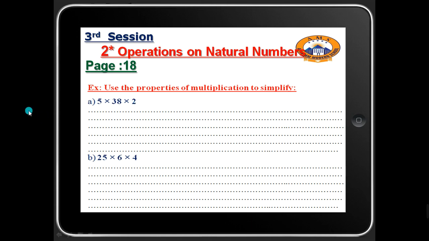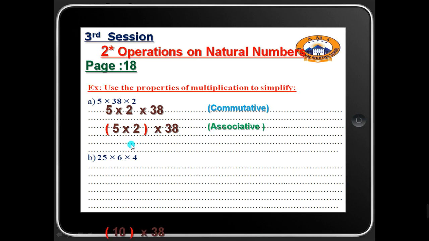So my dear student, let's change the place of 2. Let's get 2 near to 5. So here I have 5 times 2 times 38, and I change the places. I call this property the commutative property. Now what shall I do? Put 5 times 2 between two brackets. So here I have (5 times 2) times 38. This is the associative property. The last step is to get the answer. 5 times 2 gives me 10, 10 times 38 will give me 380.